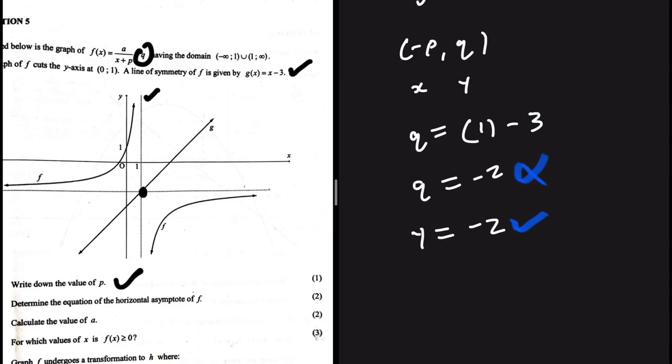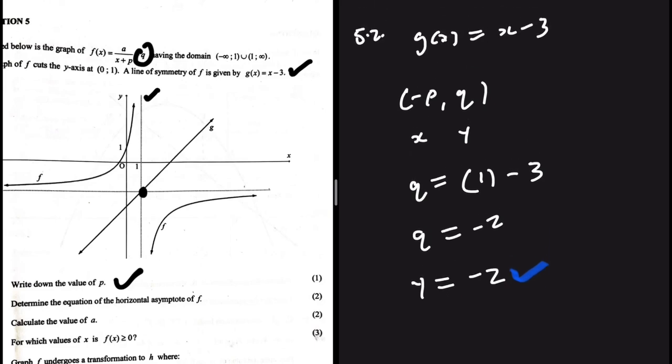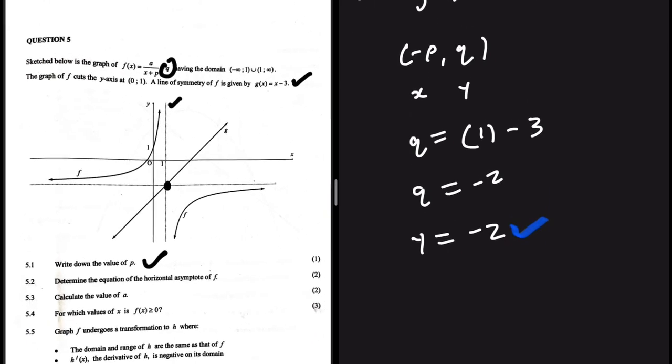I've seen this get marked wrong, I think it was on the prelim in Gauteng. So you're not supposed to end with q is equal to minus 2. You're supposed to go further and say y is equal to minus 2. We are not looking for the value of q, we're looking for the equation of the horizontal asymptote. y is equal to minus 2. So there we go. Very basic things, but there's a twist. I would expect this question to throw some people off.